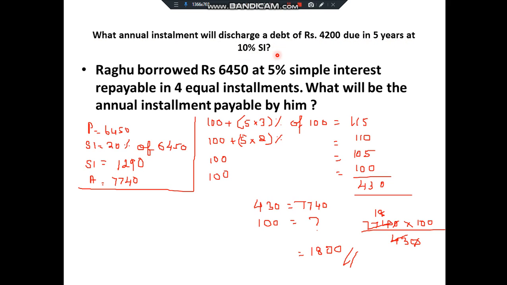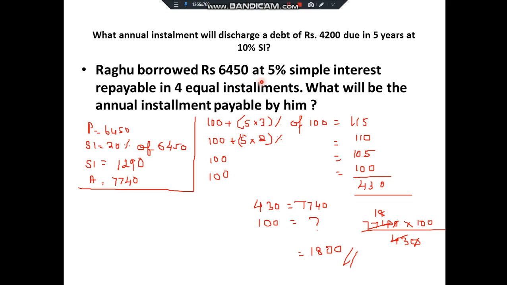So what is the primary difference between these two questions? In the first question, they have given the total amount, that is a debt of rupees 4,200, meaning the total amount that you will have to repay after 5 years. But now in our question, Raghu borrowed rupees 6,450. So they have given only the principal and not the total amount after 4 years. You get my point? So first you will have to find the total amount.